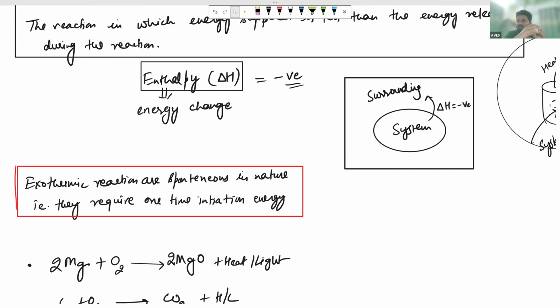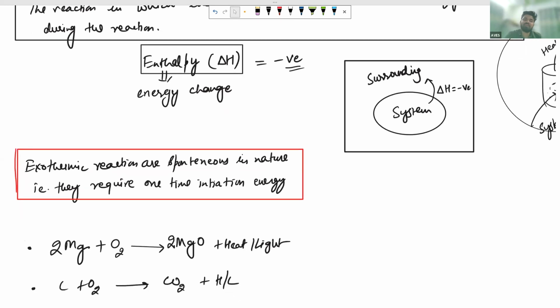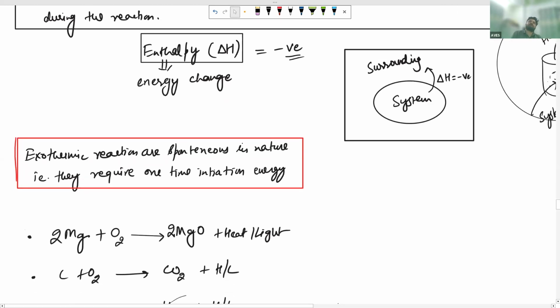But for example, if you are passing electricity through salty water for electrolysis, the reaction will stop as soon as you turn off the switch. So this is known as an endothermic reaction. In the endothermic reaction, it will keep on going only as long as you are supplying the energy. It will stop when you stop giving the energy. But in the exothermic reaction, it does not happen. It takes the initial energy, and then it keeps on going. For example, if you are burning a magnesium ribbon, it will keep on burning until all the magnesium ribbon is burned. So exothermic reactions are spontaneous in nature and they require one-time initiation energy.